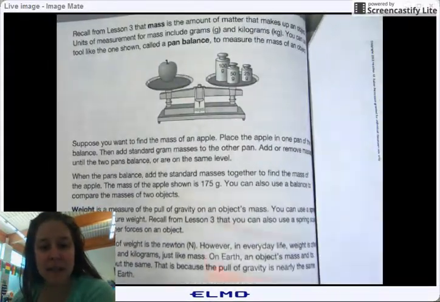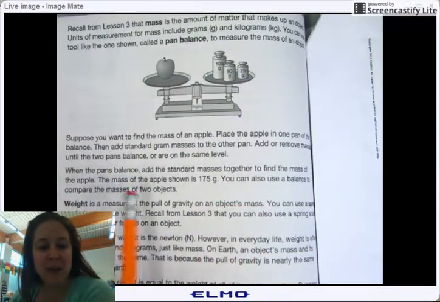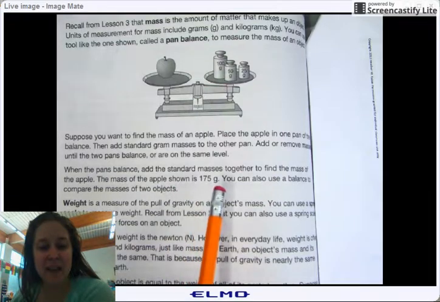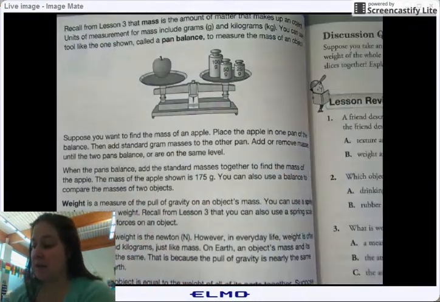When the pans balance, add the standard masses together to find the mass of the apple. The mass of the apple is shown as 175 grams. You can also use a balance to compare the masses of two objects.